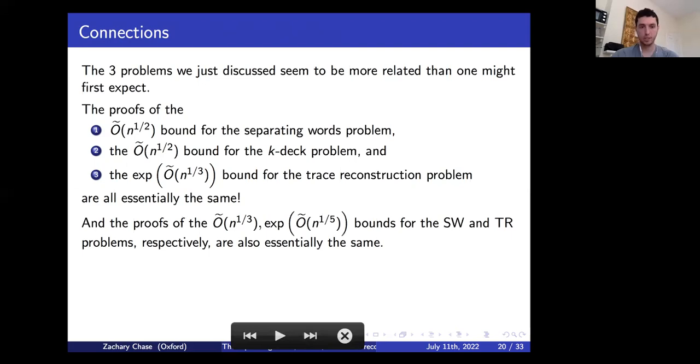And the proofs for the recent improvements of the cube root of n and e to the 5th root of n bounds for the separating words and trace reconstruction problems are also essentially the same.